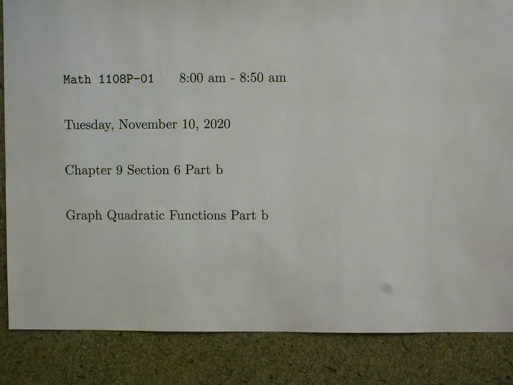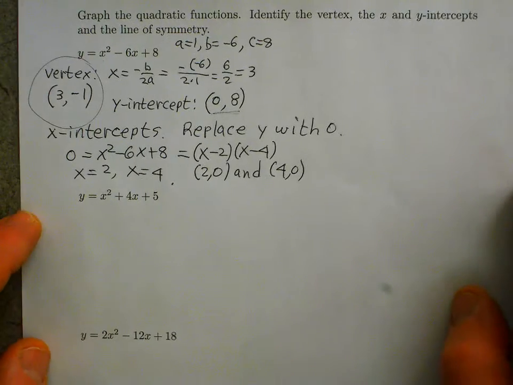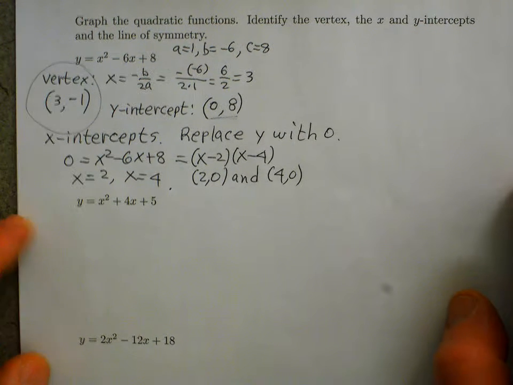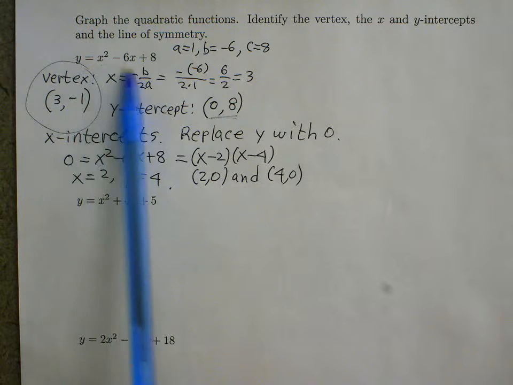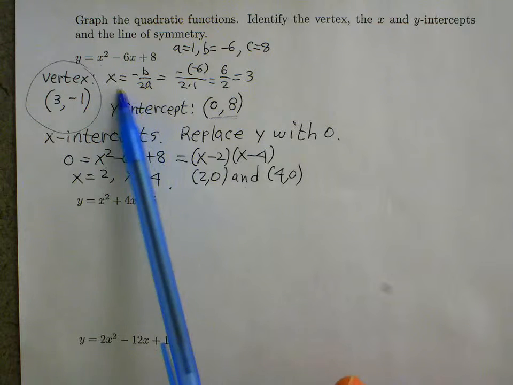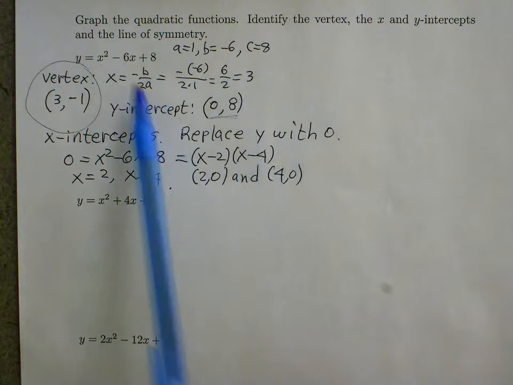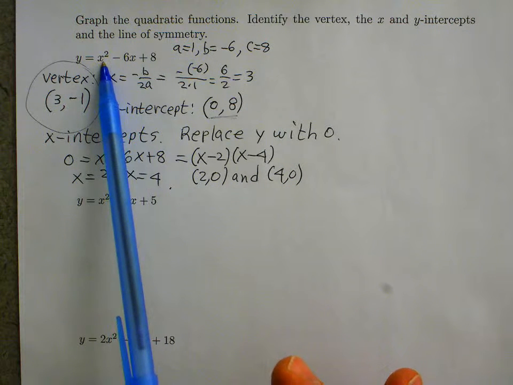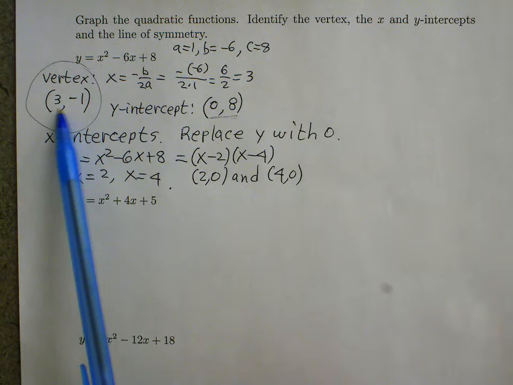We'll continue with graphing quadratic functions from Chapter 9, Section 6. So we got to this problem yesterday. We started out with a quadratic function in standard form, y equals x squared minus 6x plus 8. We use the vertex formula. The x-coordinate of the vertex is 3. To find the y-coordinate, you replace x in the function with 3 and do the arithmetic. So the vertex is the ordered pair 3, negative 1.